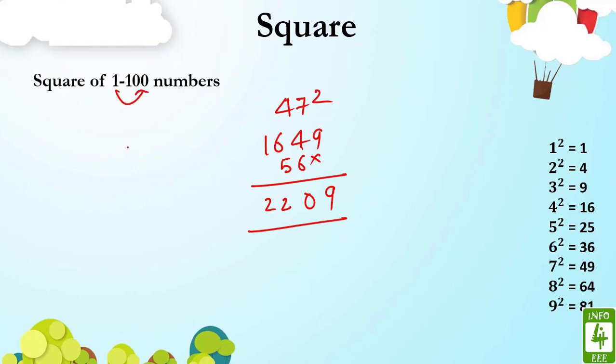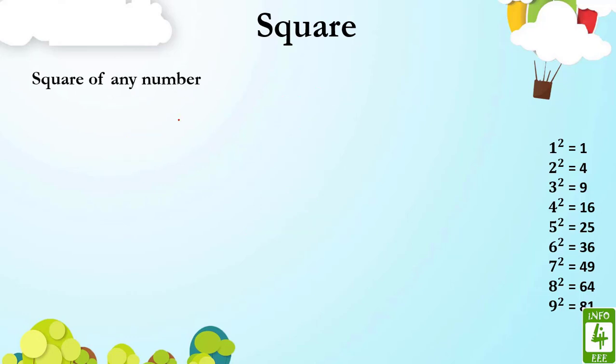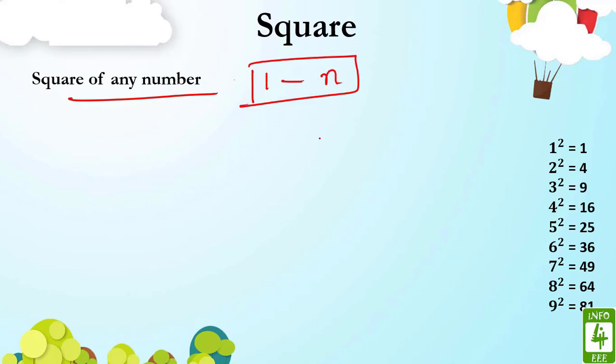But what if someone asks you to find the square of, let's suppose, 113? How will you do it? For such big numbers, we have a second method, which is also applicable for any number. Let's suppose you need to find the square of 213. What you can do is make this a multiple of 10, 100 or 1000. The bigger the multiple you make, the easier the question will become. What do I mean by that?